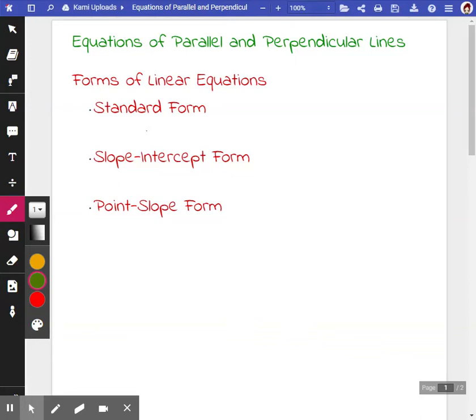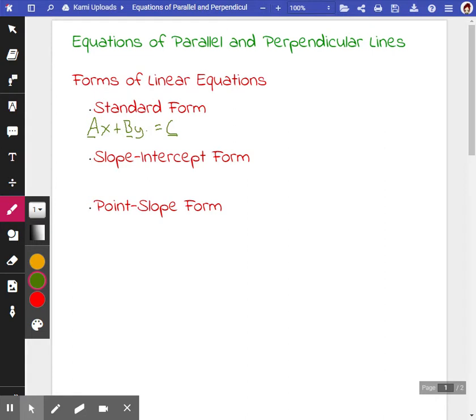All right, Sunshine. So we're going to start on equations of parallel and perpendicular lines. So you have three forms of linear equations that we're going to work with. So standard form looks like this: AX plus BY equals C, where A, B, and C are just numbers that have meanings at other times, but we aren't going to worry about those numbers right now.